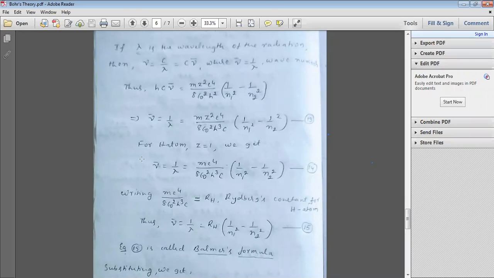Okay, so again we are going for the simple case of hydrogen atom. So if you go for the simple case of hydrogen atom, z is equal to 1.